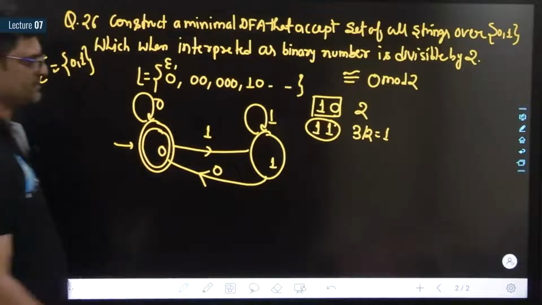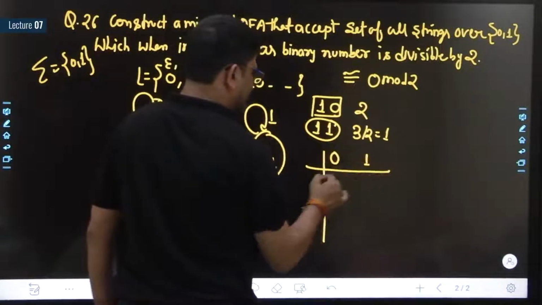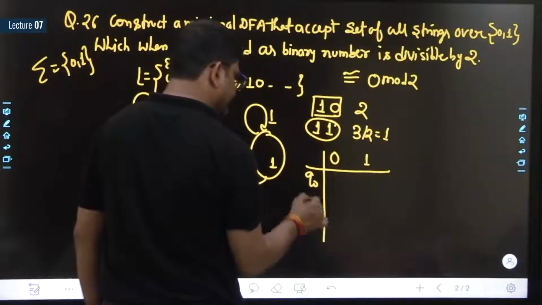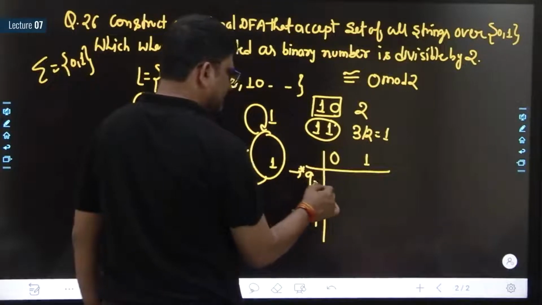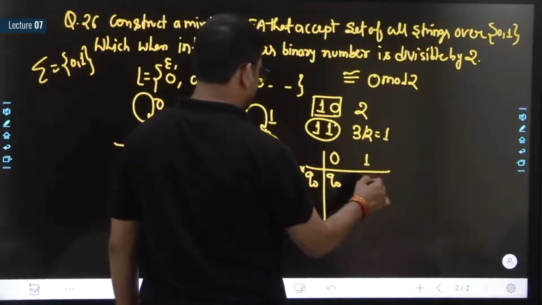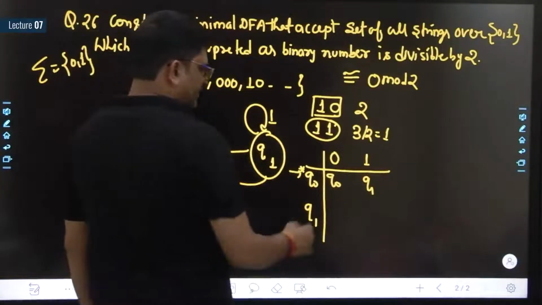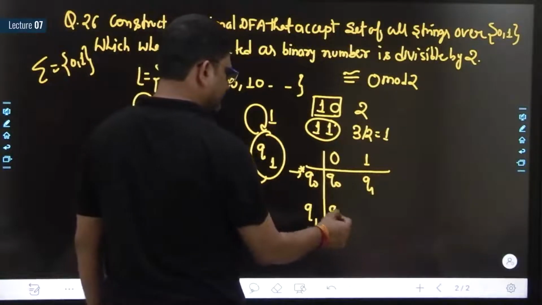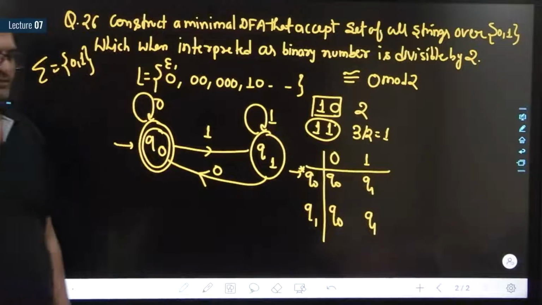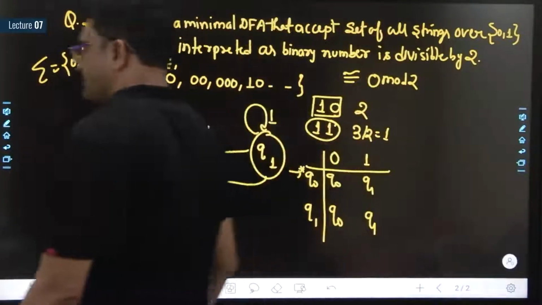Make the transition table for this. 0, 1. How many states? Same as the number of remainders. This is the final state. Q0 on 0, Q0; Q0 on 1, Q1. This is Q1, this is Q0. Q1 on 0, Q0; Q1 on 1, Q1. This is the transition table for this DFA. Please see carefully.